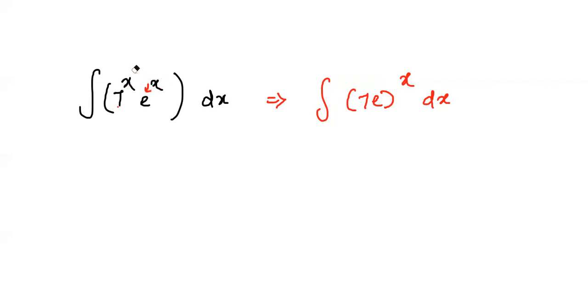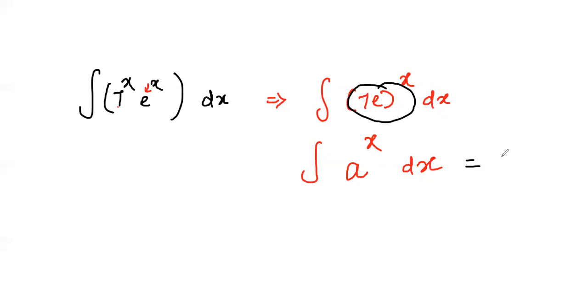So now this looks like integral a power x into dx. Why is it a? Why didn't I go for e? Because it is 7 into 2.7 something. You will have some value which is around 15 or 16, something like that. So that is constant. That number is constant, which is why we are using this a power x into dx formula.